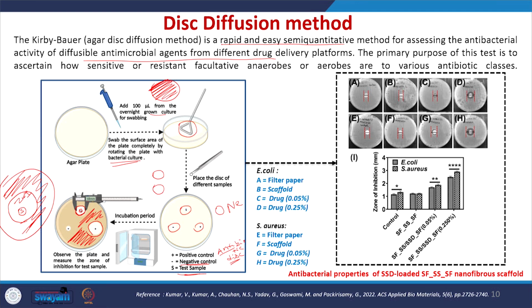So in this case, we used a silk fiber. This SSD is the silver sulfadiazine, and SS is the silk sericin, and SF is the silk fibroin. So this is a different nanofiber membrane. One is loaded with the antimicrobial agent, the other one is simple nanofiber. And you can see that when you are using the negative control, that is only filter paper, there is no zone of inhibition. And when you are using only scaffold, that is only nanofiber without any antibacterial agent, there also we are not able to observe any zone of inhibition.